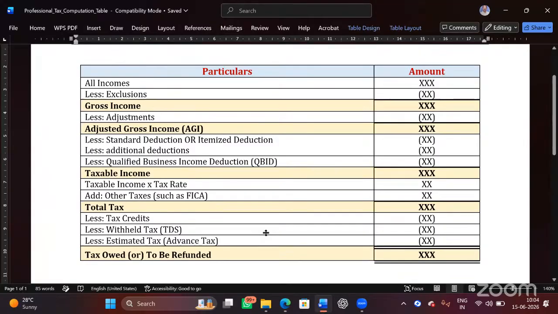Okay, good morning everyone. In the previous class, we already started with the basic idea and overview of the entire income tax. Let me recap before going to the subject.